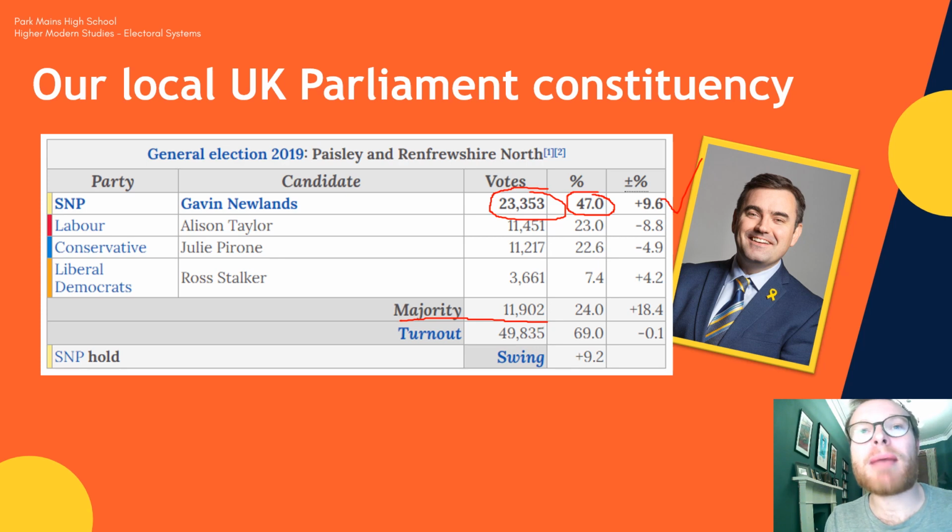Now, what that means in percentage terms is that less than half of the people who voted in the election in 2019 wanted Gavin Newlands to be their MP. But because he got more than the other people, he is the MP. So that means all the people who voted Labour, all the people who voted Conservative, all the people who voted Liberal Democrat, they don't get anything. The winner takes all. Okay, so Gavin Newlands is the Member of Parliament.